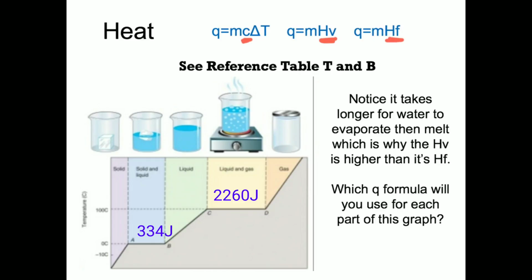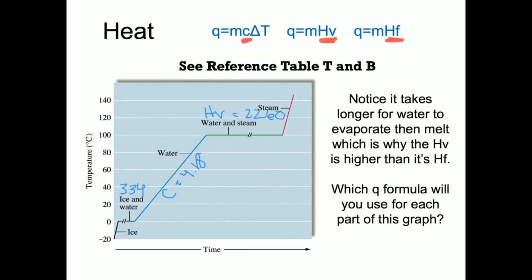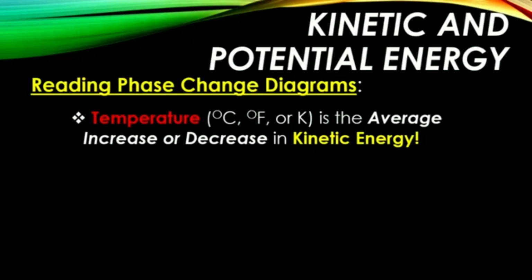Notice the heat of vaporization is much larger than the heat of fusion. Therefore, it requires much more energy to break all intermolecular forces that hold a liquid together than it is to loosen the intermolecular forces between a solid and a liquid. Differences in kinetic and potential energy can be tracked using a phase change diagram.